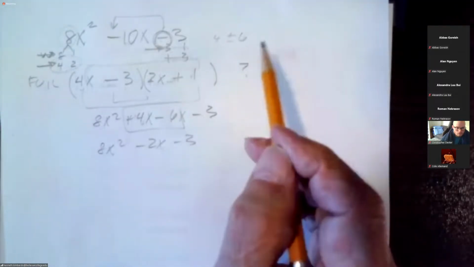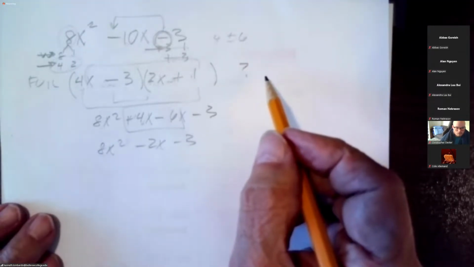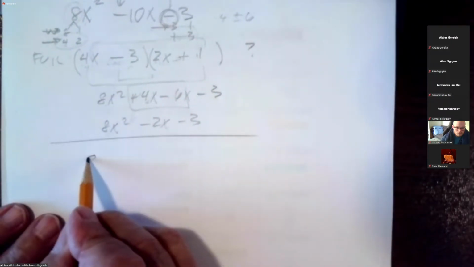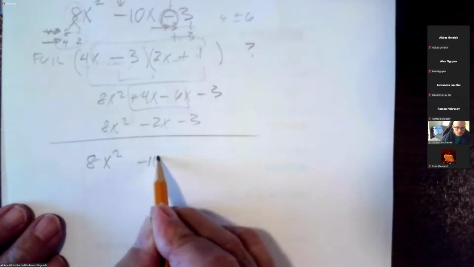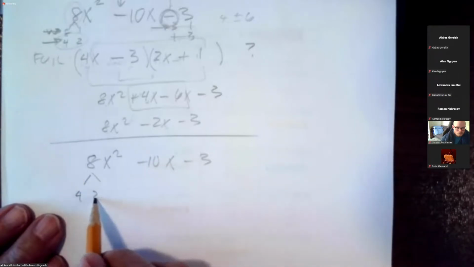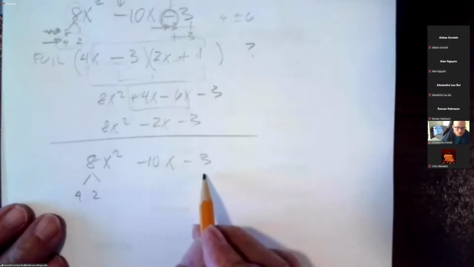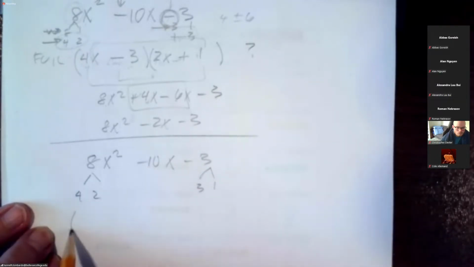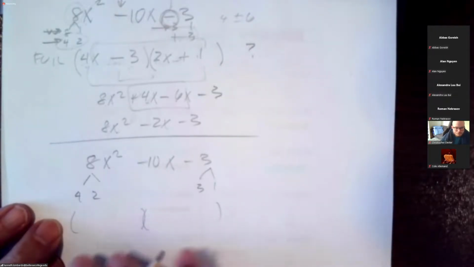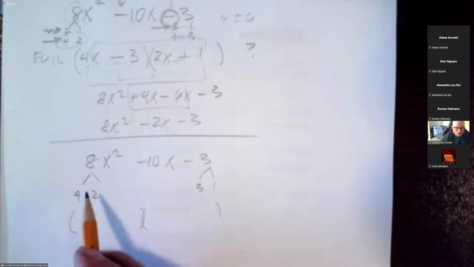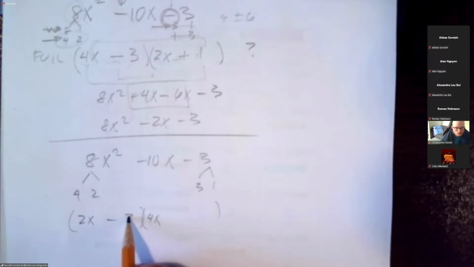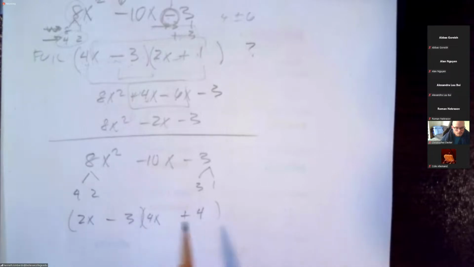So that didn't work. So something isn't working for us here. We have to take a look. What did we do wrong? Well, let's take another cut at this thing. 8x squared minus 10x minus 3. Now my 4 and 2, let's say I keep that, and I have the 3 and 1, and I keep that. Now, did I fill in these values properly? Well, let's see. We need a 4 and a 2, if I put 2x and 4x, and I put in -3 and +4, now what happens?